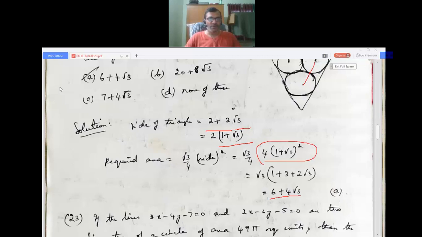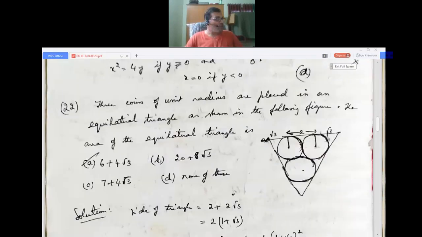So once again I'll explain. 3 coins of unit radius are placed in an equilateral triangle as shown in the following figure. So here, 30 degrees, use tan theta, you can find this is 1 unit radius, and each side will be 2 plus 2 root 3. The area of the equilateral triangle is: first option, 6 plus 4 root 3.